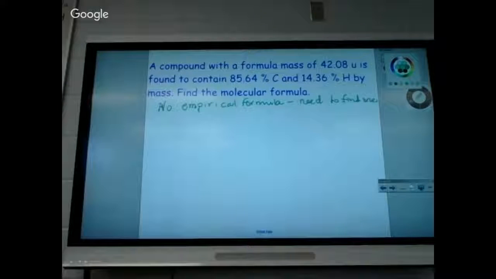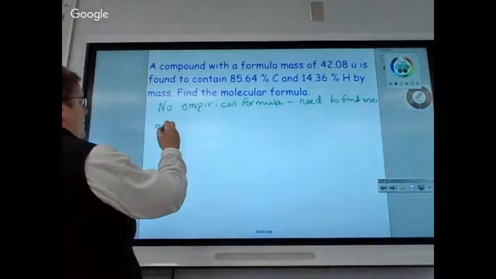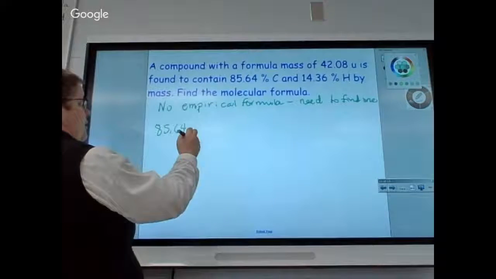All right, so what do we need to do for those of you who are waiting on me? What do we need to do first? No, put in some grams. Change it to moles, all right? So I'm getting rid of the percent and writing grams. So, 85.64 grams of carbon.